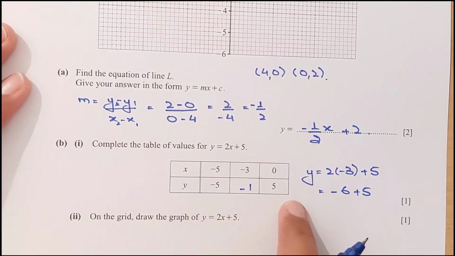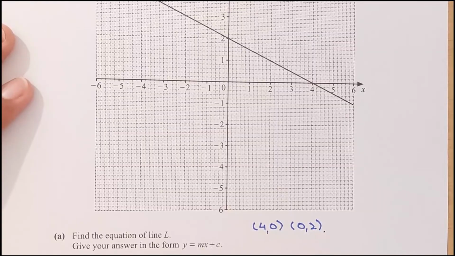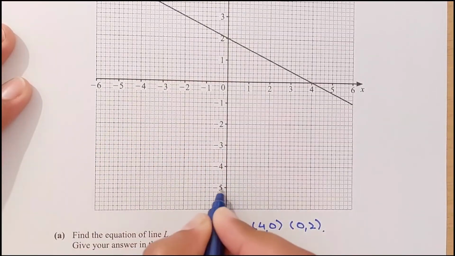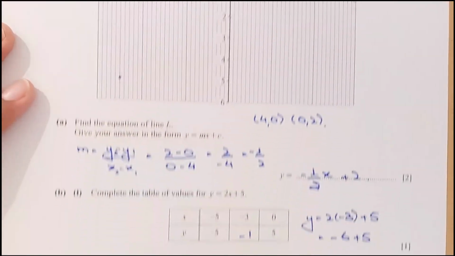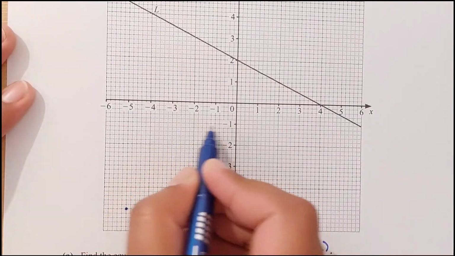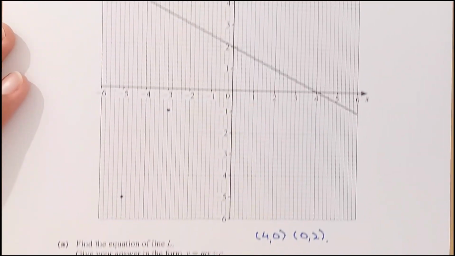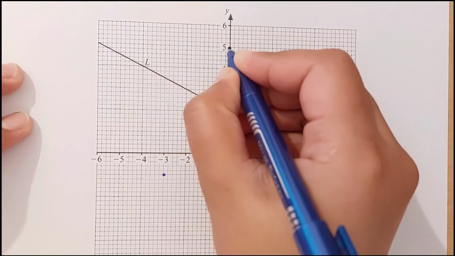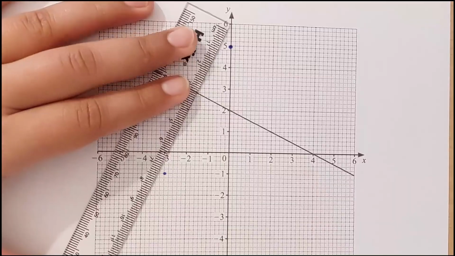Okay, so we have the points, we can easily draw the graph. When x is minus 5, y is also minus 5. X is minus 5 here, y is minus 5 here. So this is the point, right? X is minus 3, y is minus 1. Minus 3 and minus 1, this point. And 0, 5. When x is 0, y is 5. This point at the top. Let me draw this line, connecting all the 3 points.